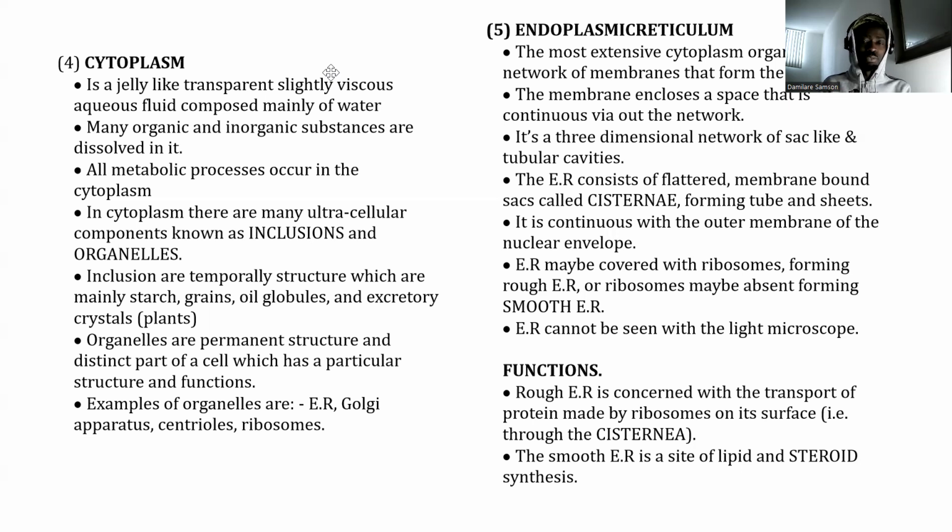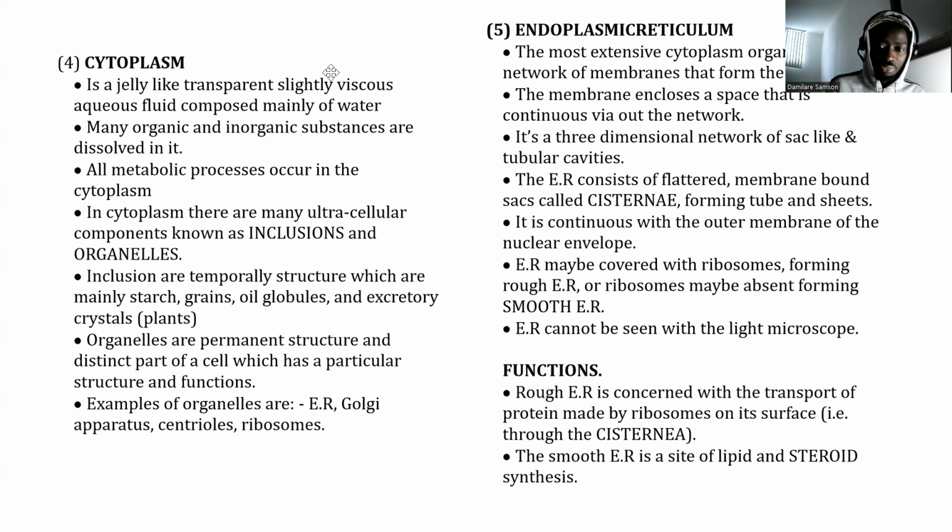ER may be covered with ribosomes to form the rough ER, or ribosomes will be absent, forming the smooth ER. So we have two types of endoplasmic reticulum, the rough and the smooth. If it is rough, it means it has ribosomes. If it is not rough, it means it does not have what? Ribosomes. So what are the functions?